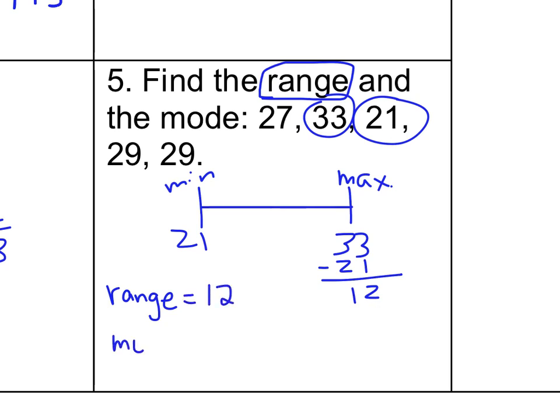In the mode, remember, I use the idea of apple pie a la mode. In my restaurant, it would be the most popular dessert, and mode is what is most popular, most common, repeated the most often. So let's see, there's 127, there's 133, there's 121, and there's 229. So 29 is the most common number, most often repeated.